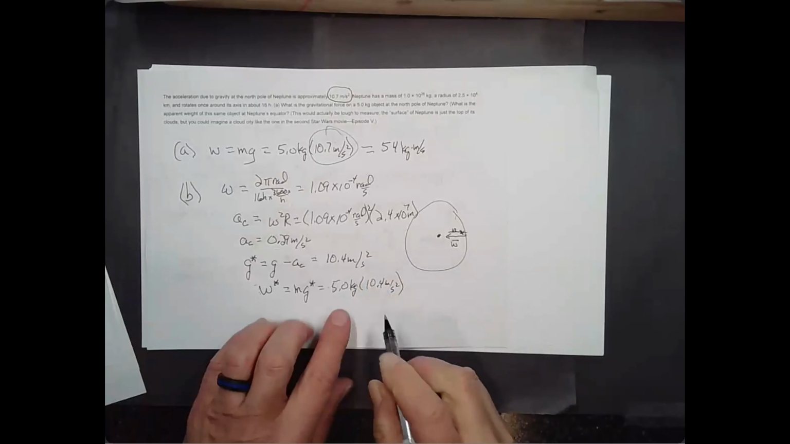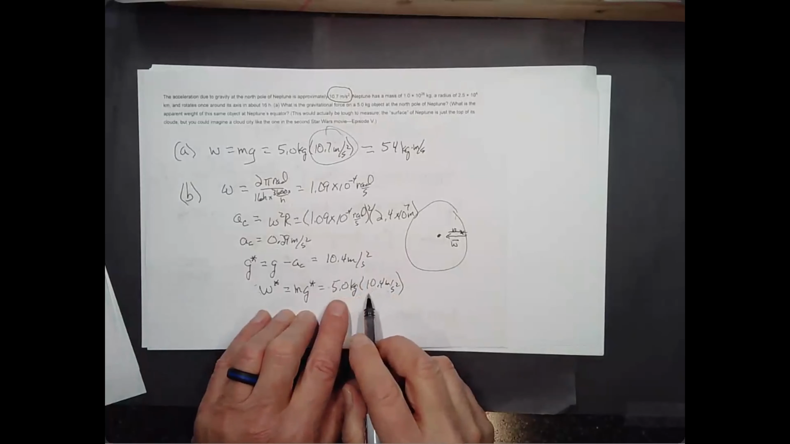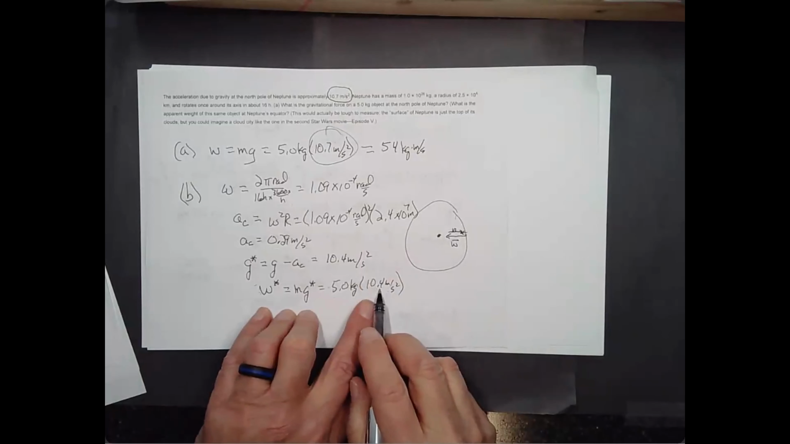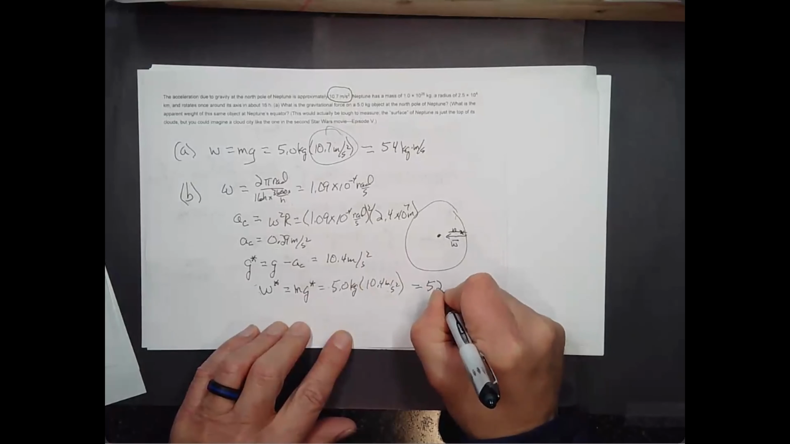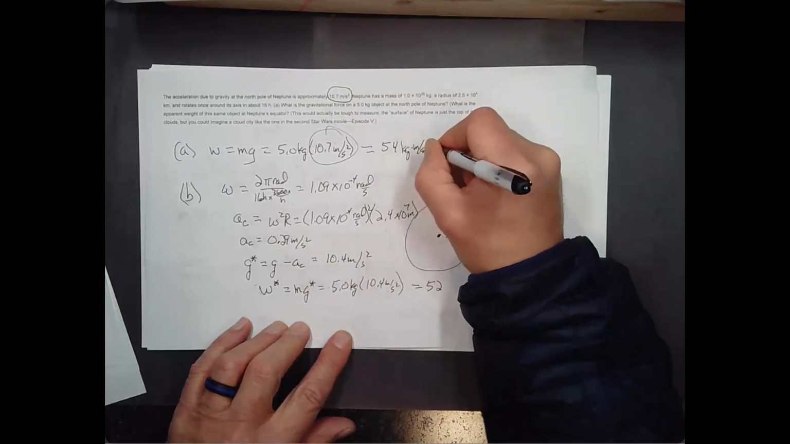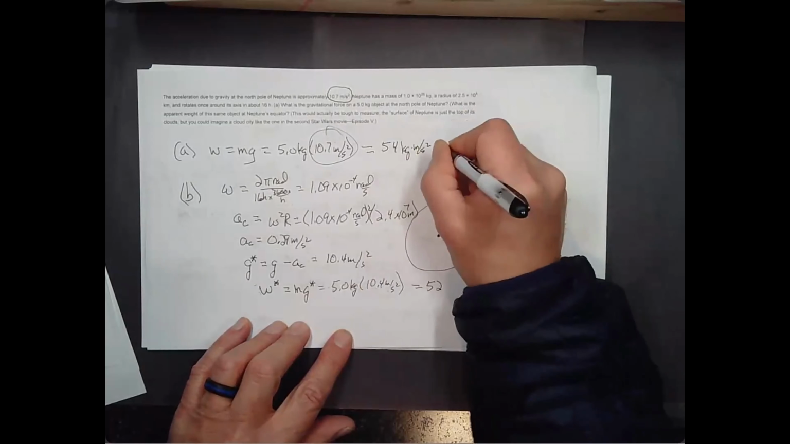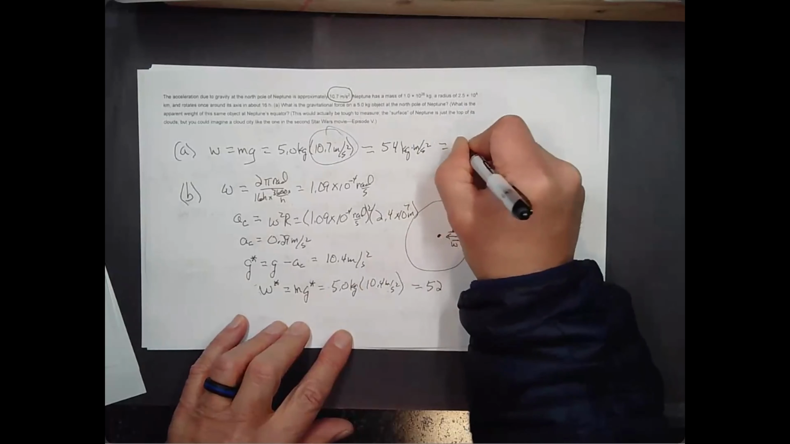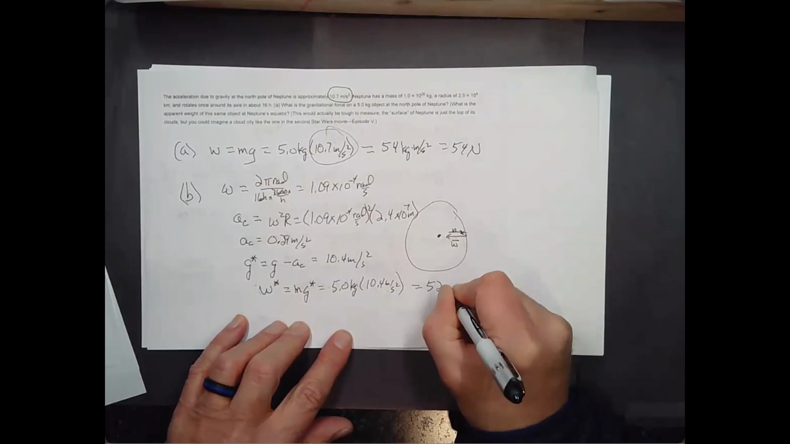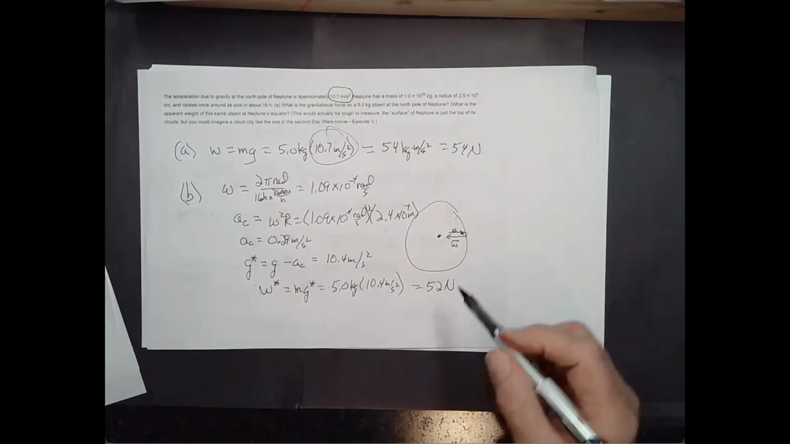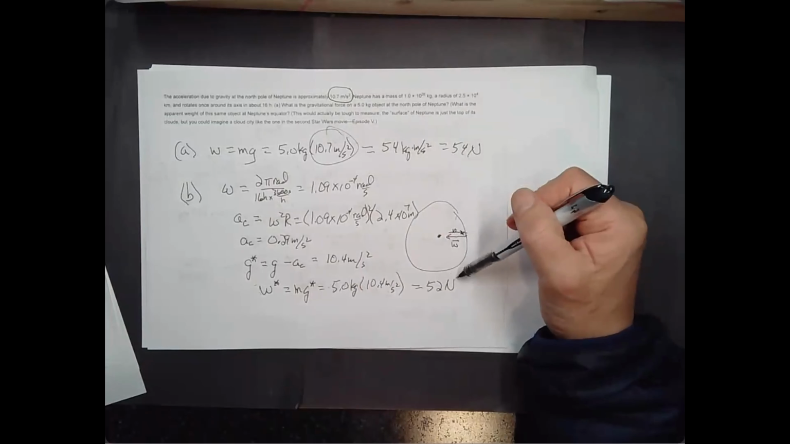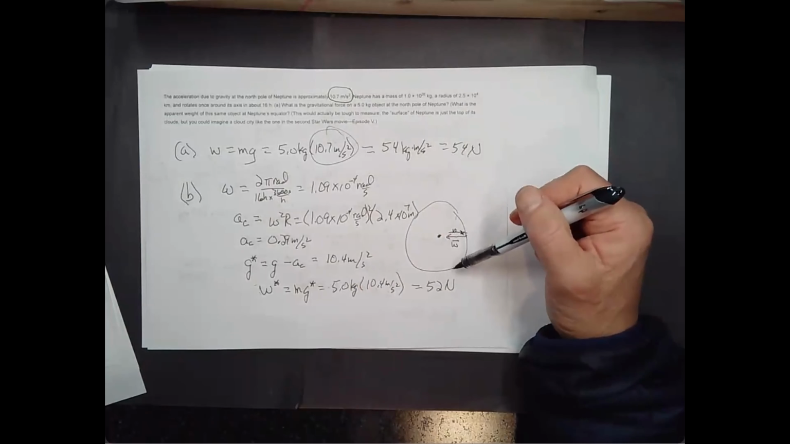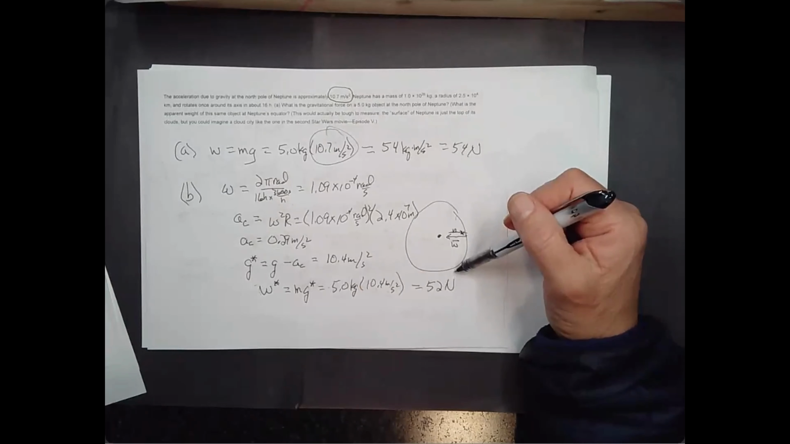And again, we can do this in our heads. 5 times 10 is 50. 5 times 0.4 is 2. So you'll get 52. That's kilogram meters per second squared, which is actually 54 newtons up there. We get 52 newtons down here. So that's a noticeable difference. That's about 4% difference on Neptune, and it wasn't ever that big a difference on Earth.